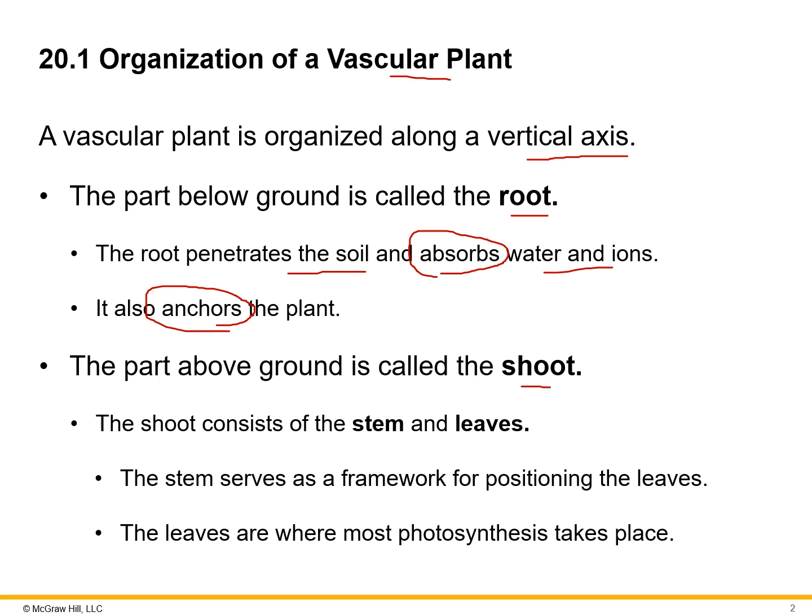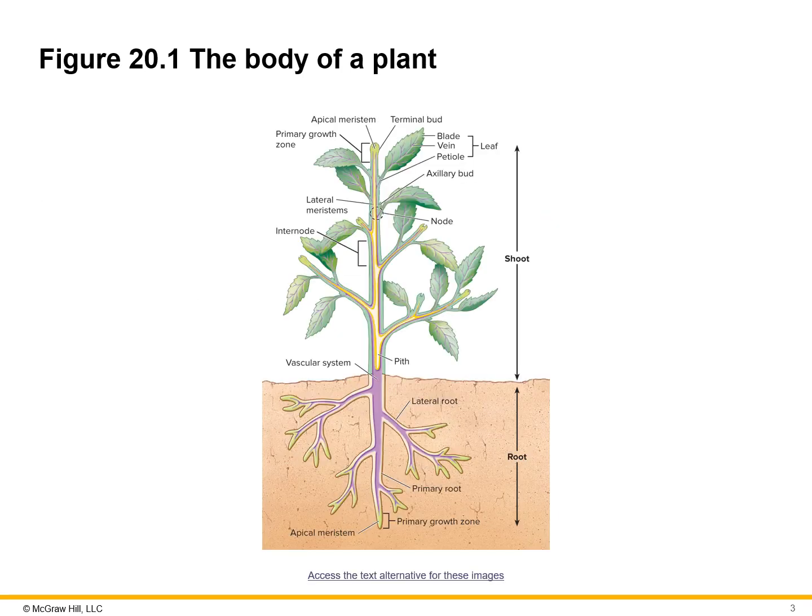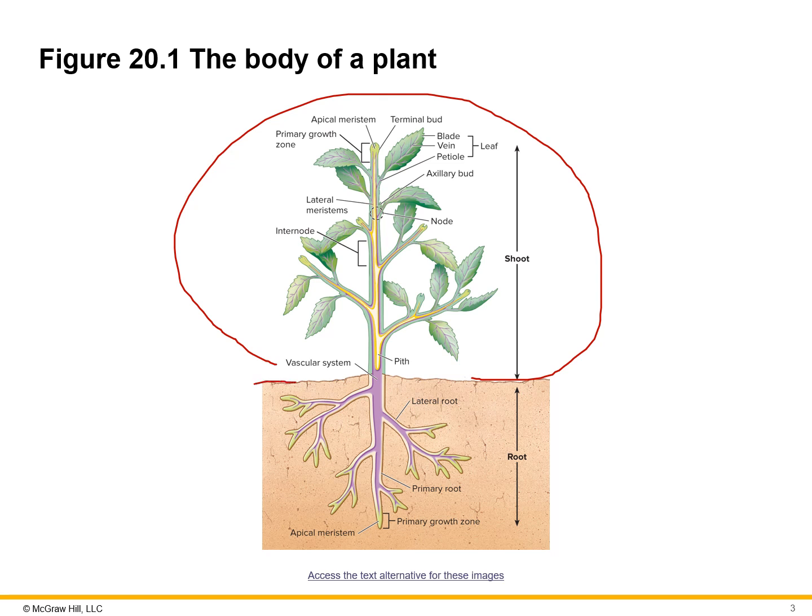Then everything above ground is referred to as the shoot, and this would include the stems and the leaves. The stem is more the framework, providing structure and support. The main job of the leaves is to perform photosynthesis so that the plant has food and energy to support its growth. So everything above ground is the shoot system, and everything below would be the root system.